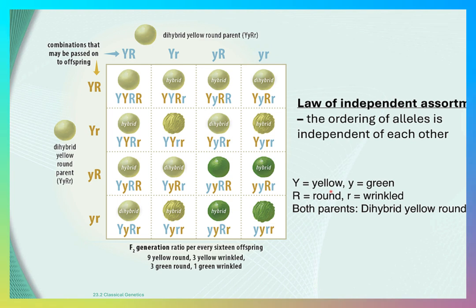Now what this demonstrates is what I've got up here, which is the law of independent assortment. When you have more than one allele being passed, those alleles are passed totally independent of each other. In other words, the inheritance of one set of alleles, round versus wrinkled, has no effect on the inheritance of the other set, which is yellow versus green.